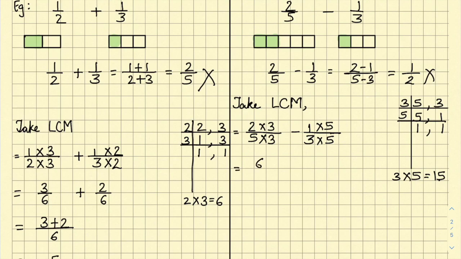Now 2 multiplied by 3 gives 6, 5 3s are 15, minus 1 5 is 5, 3 multiplied by 5 is 15. Now you can see the denominators are absolutely the same. This is a like fraction, just as we did in the previous examples. So 15 as it is, and 6 minus 5 gives you 1 over 15. So ultimately, 2 over 5 minus 1 over 3 is equal to 1 over 15.